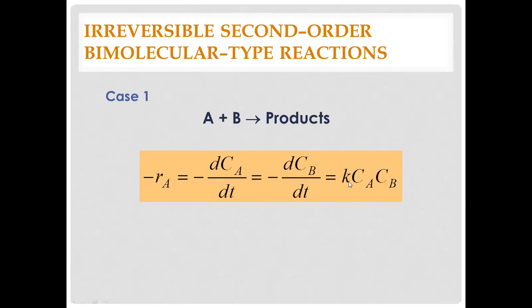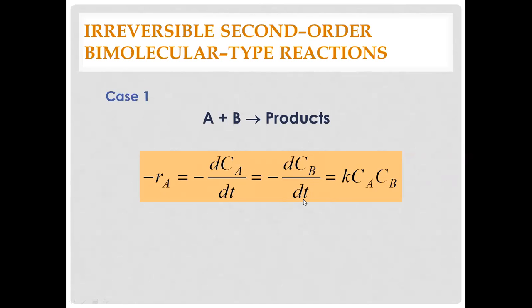This K here, class, though I did not place the subscript, should be K sub A because our rate was expressed in terms of A or species A. Notice that here you have 2 different derivatives replacing the negative R sub A. So it could be negative dCA dt or it could be negative dCB dt. Now, remember that this negative dCB dt is negative R sub B.